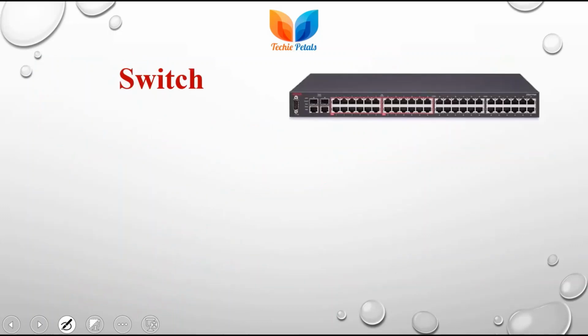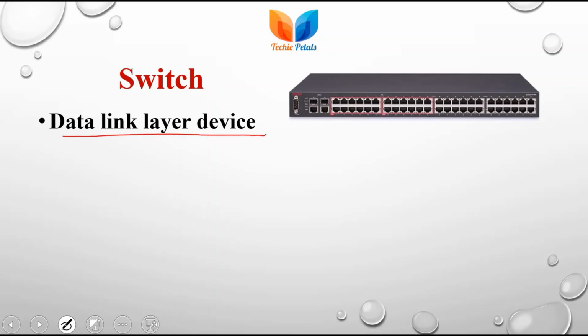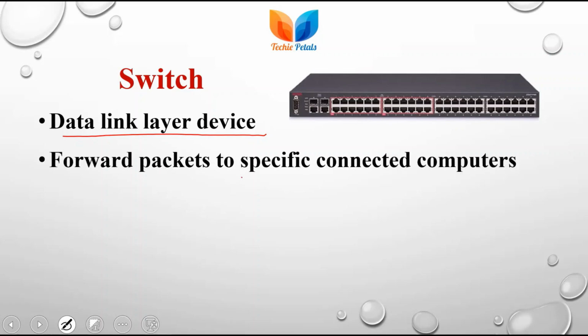Next we have the switch. A switch is basically like the hub, the functioning is the same. It is used to connect devices in the network, but it works at the data link layer. It works at the second layer of the OSI model, the data link layer. So it forwards the packet to the specific connected computer only. Unlike a hub, which forwards the packet to all the systems and always performs broadcast, a switch can perform intelligently and send the packet to the specific connected computers only.